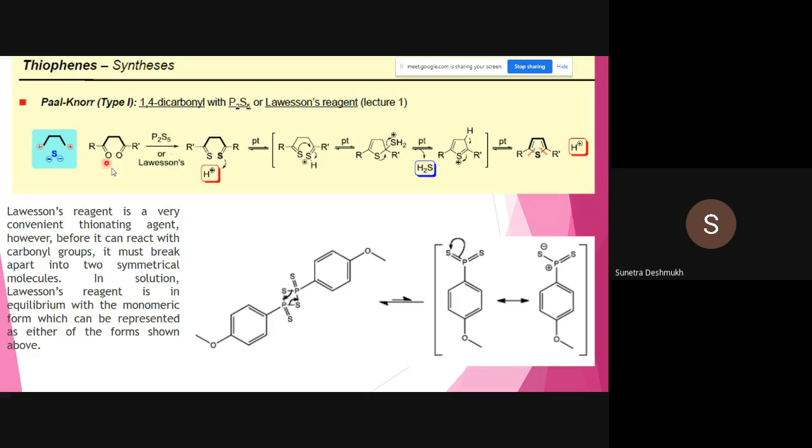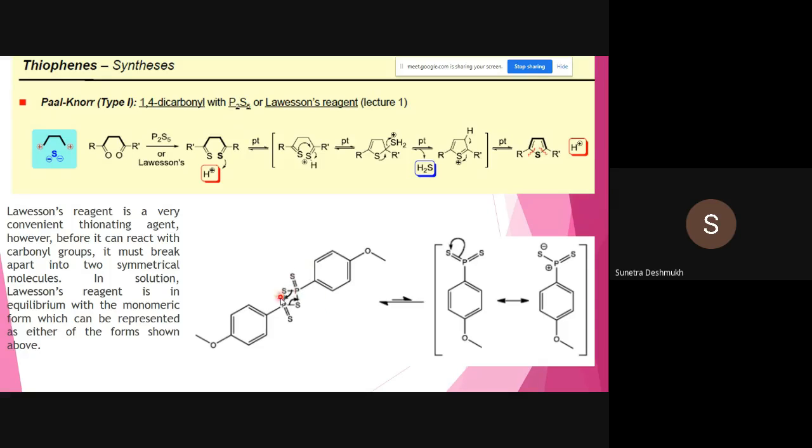The sulfur is needed to synthesize this thiophene molecule. So what is Lawesson's reagent? That is the first thing that comes to our mind. Pay attention: P2S5. This is nothing but Lawesson's reagent, and we are going to add it to react with this carbon 1,4-dicarbonyl compound.